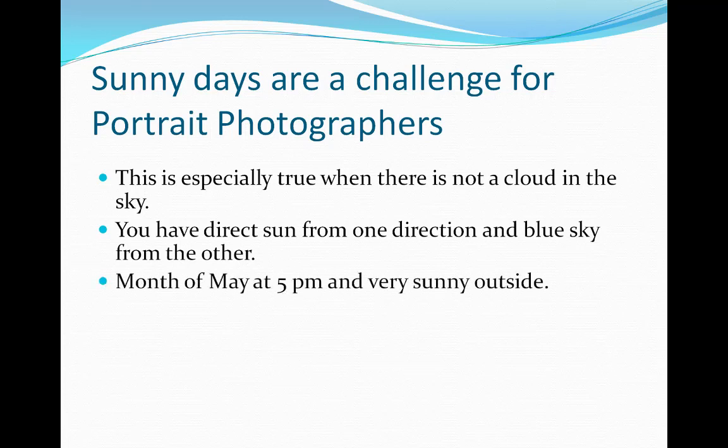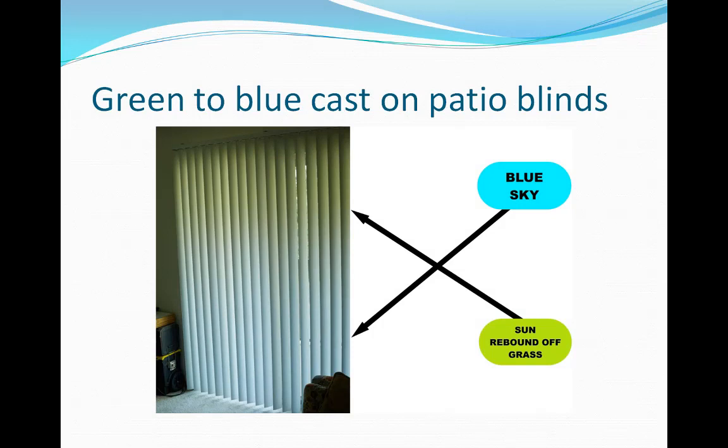Now, the month of May, it's 5 p.m. and very sunny outside. And here is sun coming through my patio blinds. And you see it's green up at the top and blue down at the bottom. The reason for this is because I have blue sky bouncing down into the lower portion of the blinds and sun bouncing off of green grass going up into the top.